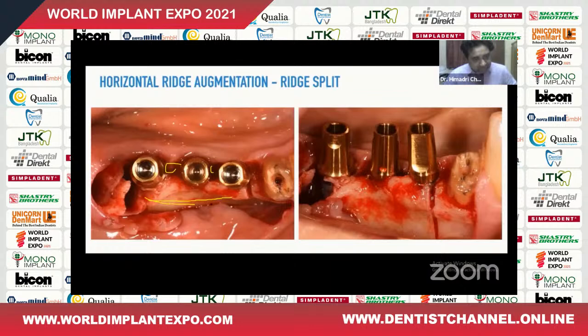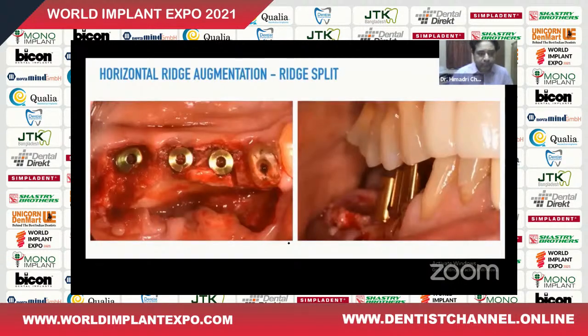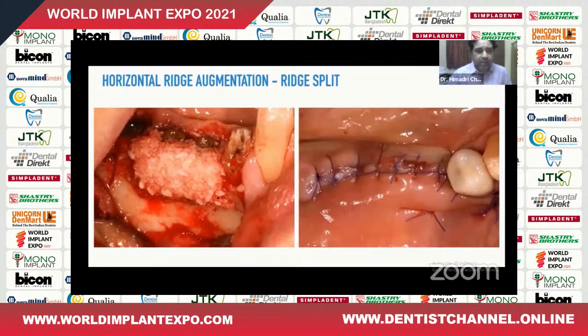But if this requires even more augmentation, you have to augment it from the outside. So you can see there are two verticals and your implant is exposed. In this case, we have augmented from outside. Another vertical here. So inside we have augmented, and we have augmented from outside as well and placed the implant.